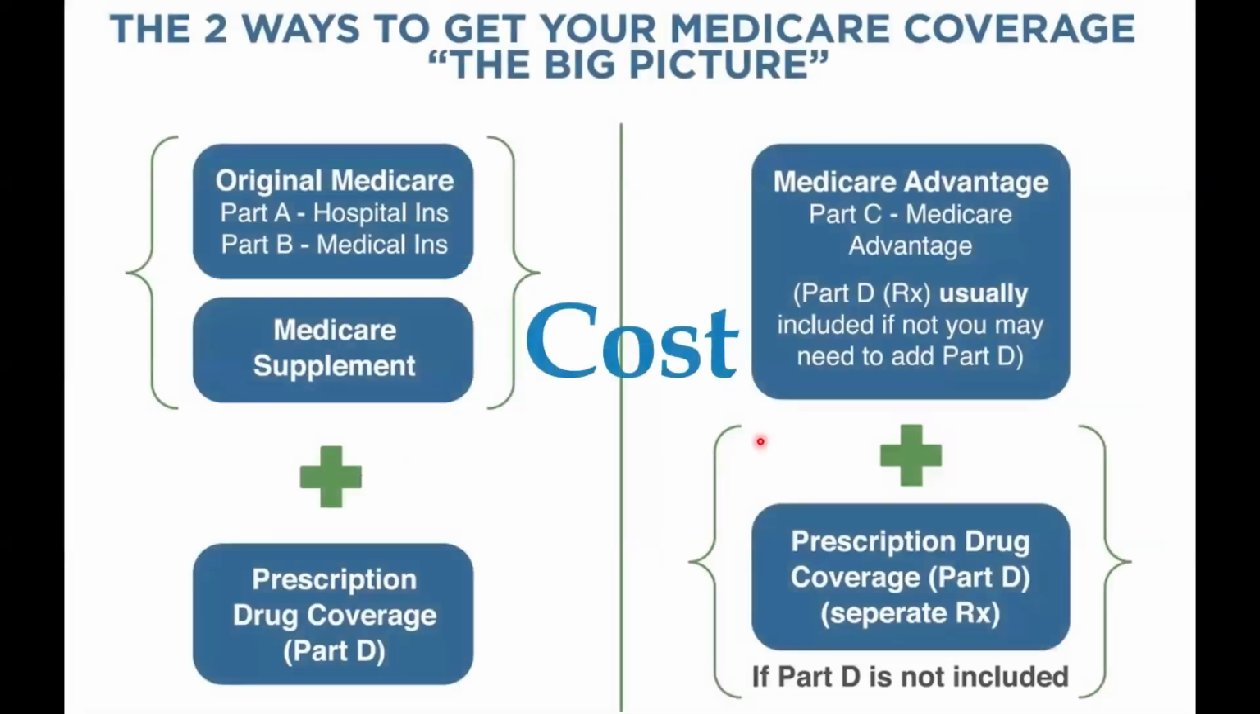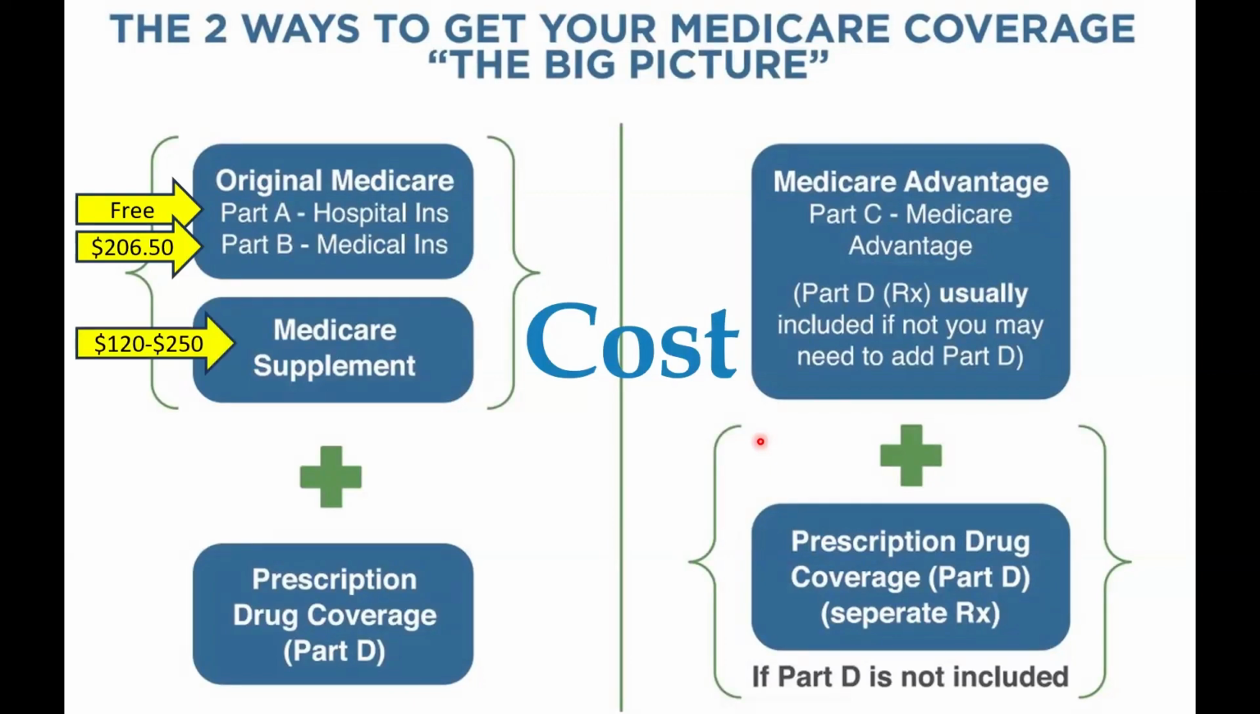Okay, so let's review what our costs would be. On original Medicare, Part A is free, typically, unless you haven't worked 40 quarters or your spouse hasn't. Part B, we think, is going to be $206.50 next year per month.